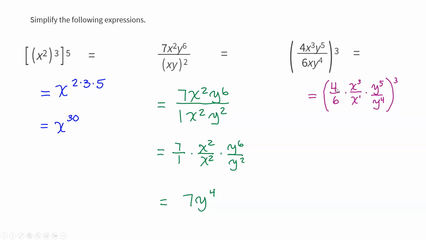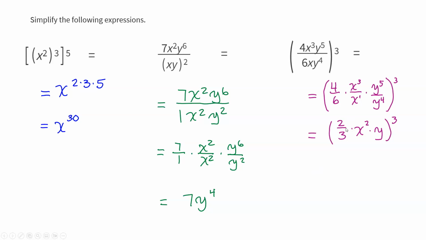6 does not go into 4 because 4 is bigger, but the fraction 4/6 can simplify to 2/3. x cubed divided by x to the 1st will give you x squared. y to the 5th divided by y to the 4th will give you y to the 1st, or just y. Now you're going to raise everything to the third power.